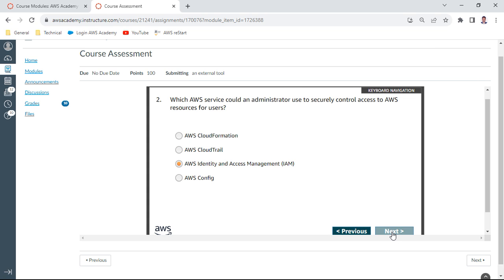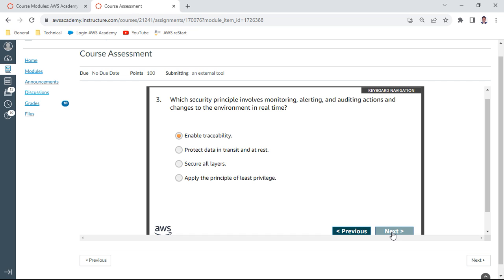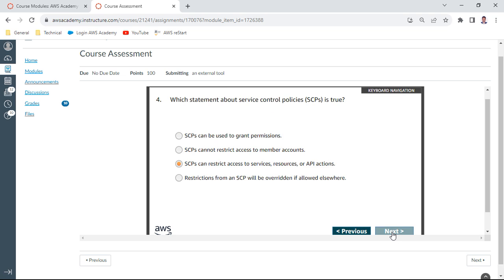The second one: which AWS service could an administrator use to securely control access to AWS resources for users? That is IAM. The third question: which security principle involves monitoring, alerting and auditing actions and changes to the environment in real time? Enable traceability. The fourth one: which statement about service control policies is true? SCPs can restrict access to services, resources or API actions.